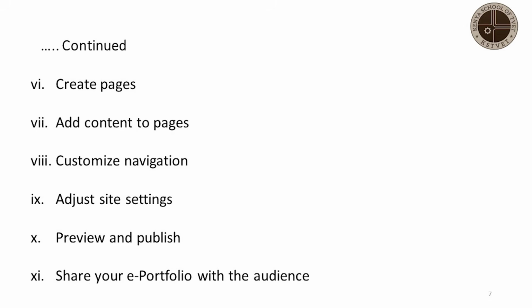Step 6. Create pages. At this level, you create pages to organize and present different aspects of your work. You do this by clicking on the Create Page button in the site editor. Step 7. Add content to pages. Once you have created pages, start adding content to each page. On the projects page, you can showcase your completed projects with descriptions, images, or links.